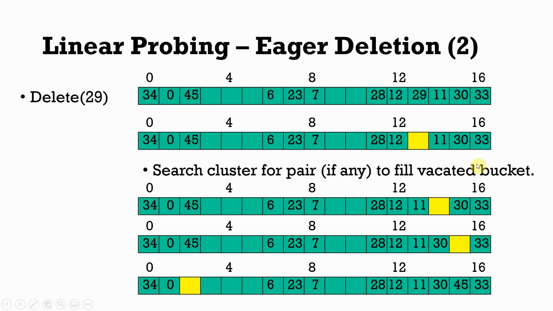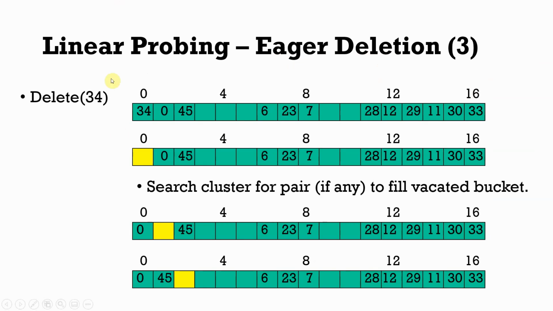We do the same thing for 30, for 33, for 34, 0, and 45. See, if you want to be very memory efficient in deletion, it's going to be a very time consuming process. So it's not done for tables that have to go through lots of deletions. For tables that are not very stable, we try not to use linear probing.